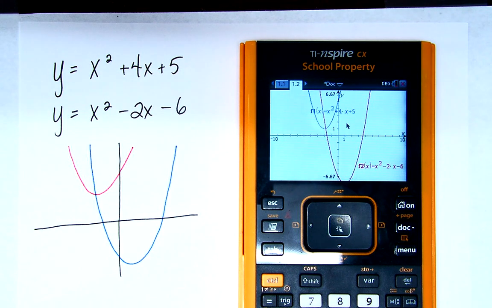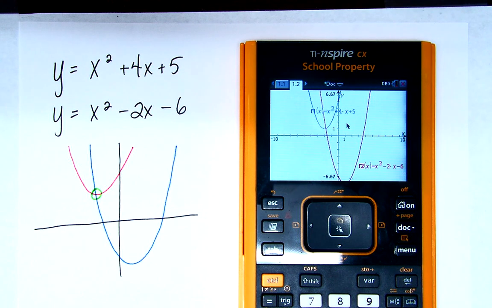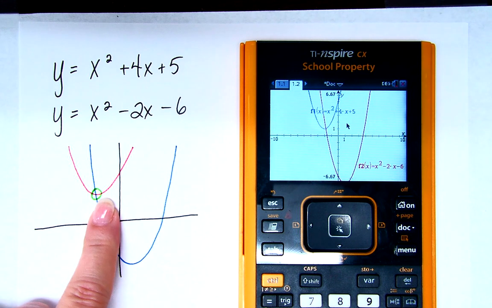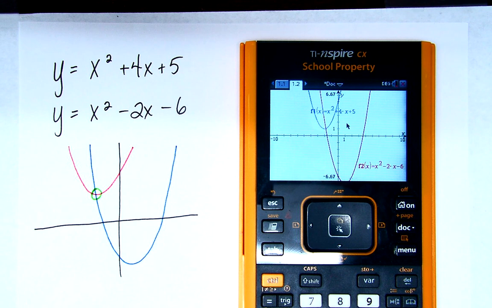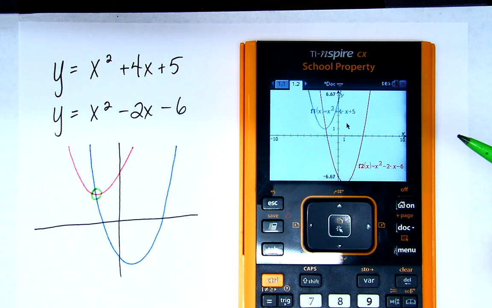What's the important place that I need to find right here? Where they touch each other. So right here. That's my solution, isn't it? Where they cross is my solution. In this particular case, how many times do they cross? Once, right there. So is it about -2, about 1? Yeah, ish? Or can we be exact?